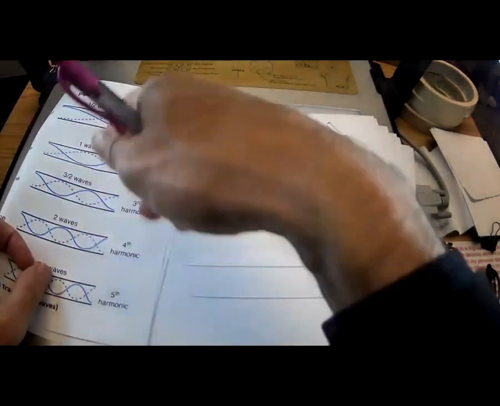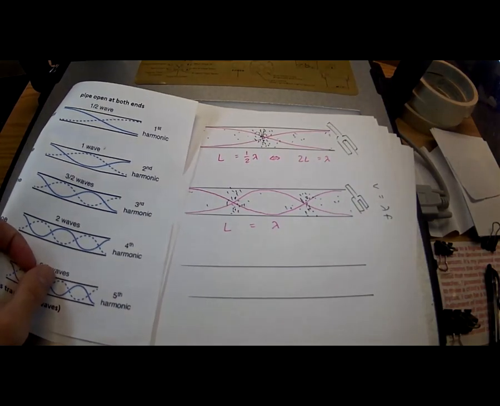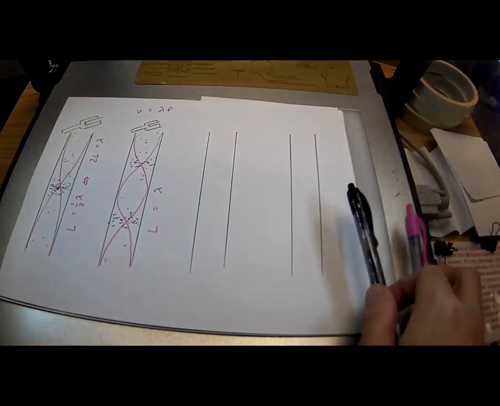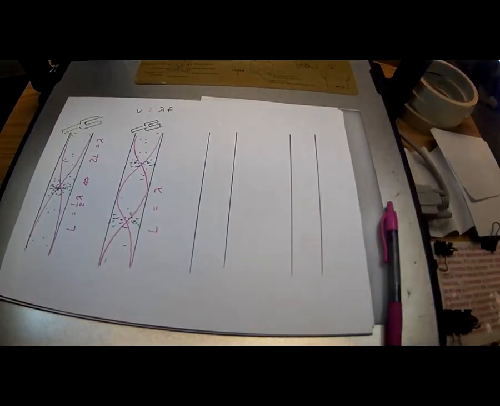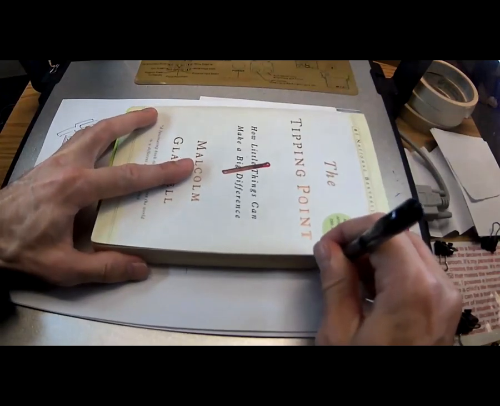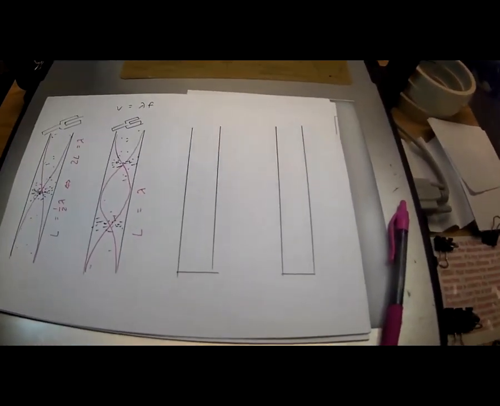Okay. Actually, this follows a really similar pattern to the string, doesn't it? It's kind of like that. So you can keep going on like that. What if we change this up a bit? What if instead of having a pipe open at both ends, we closed off one of the ends? Like this. Just close off that pipe.